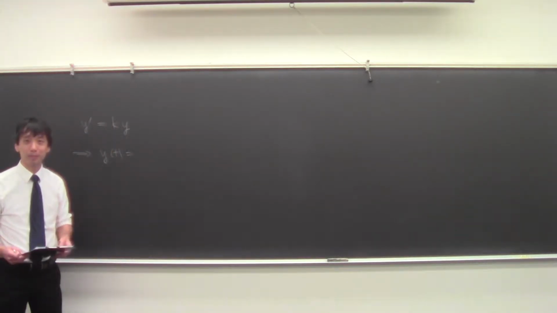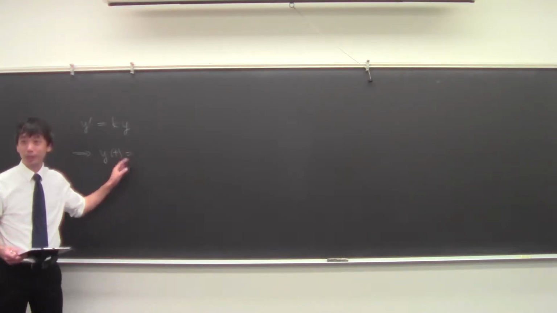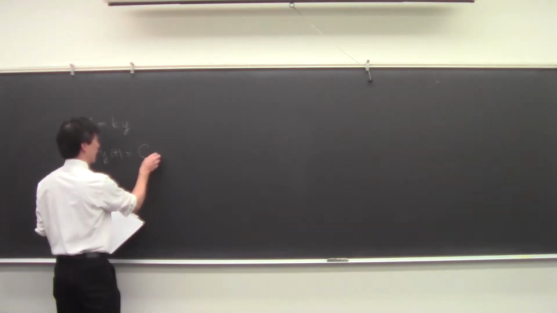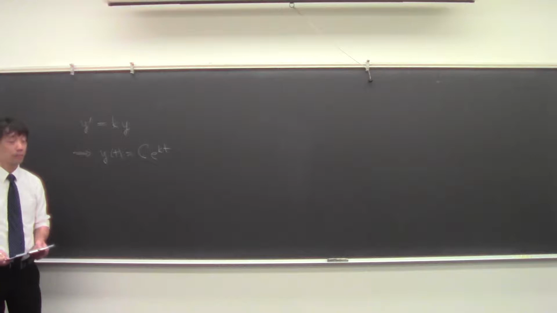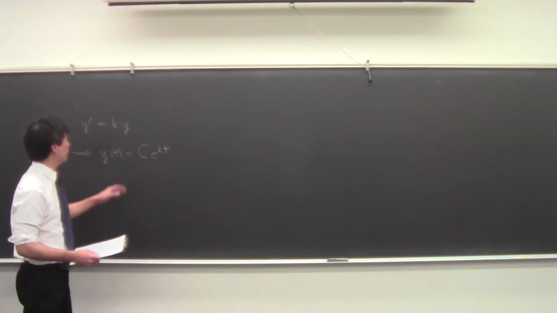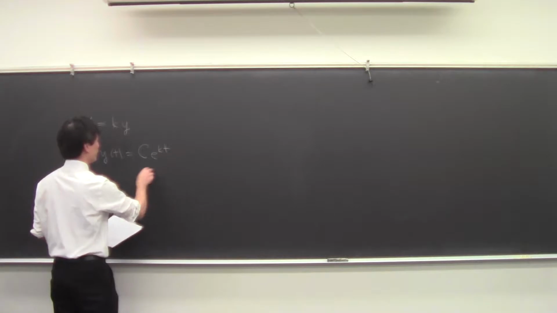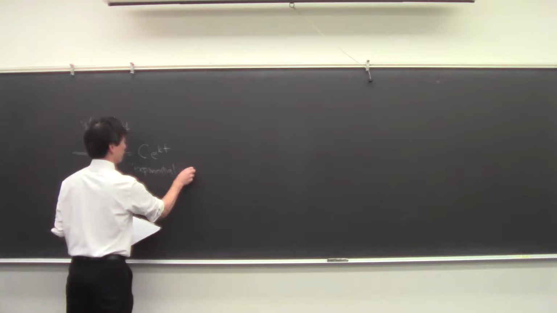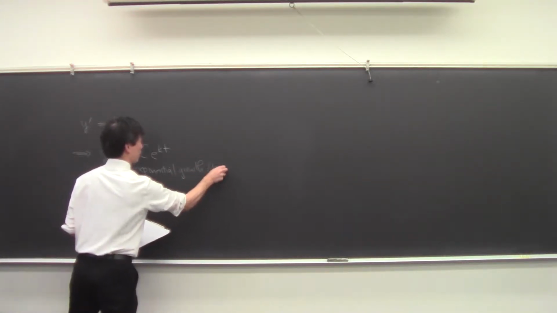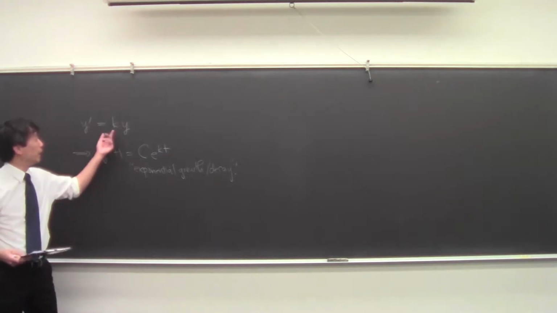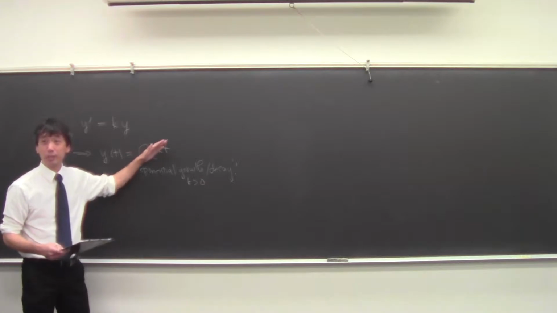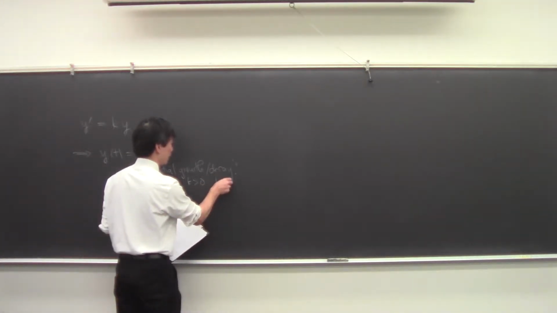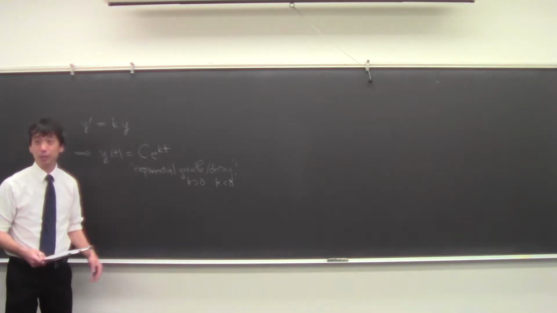The exponential function, right? It turned out to be something like this. So this sort of thing resulted in so-called exponential growth or decay, depending on the constant k. If k was positive, then you get what's called exponential growth. If k was negative, then you get something called exponential decay.